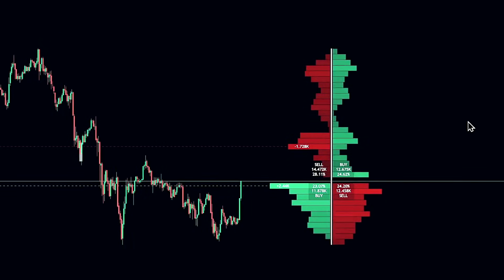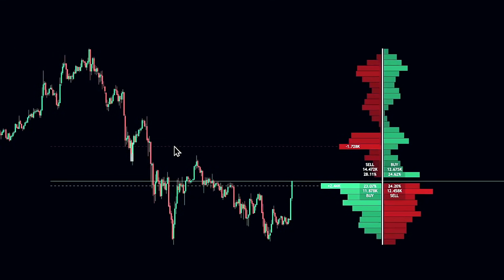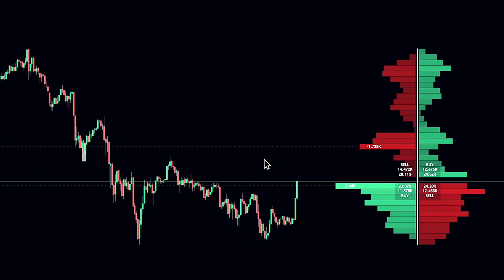Now let's look at the opposite scenario. In this case, our volume profile shows that at this specific price level, we had the highest concentration of sell volume. You can see the exact price level marked. If price comes back up to this area, there's a strong chance it's going to move lower. Here again, we have previous support that has flipped into resistance.